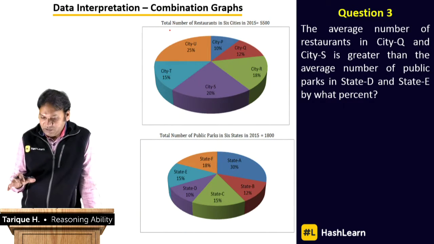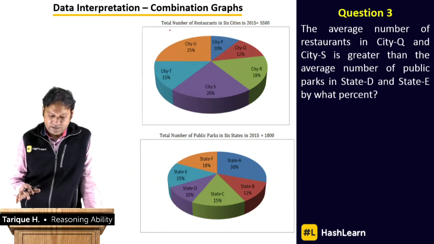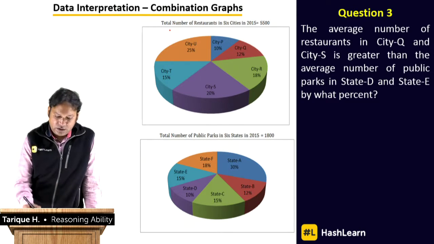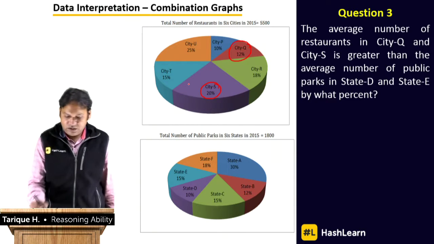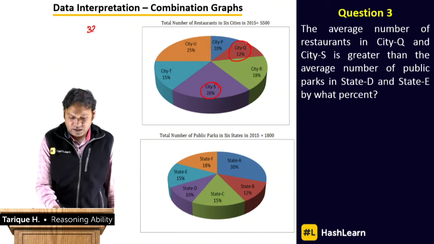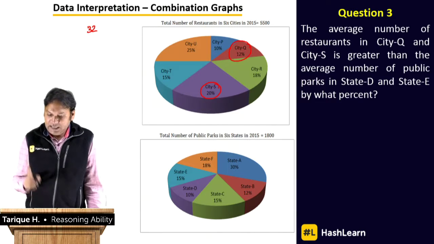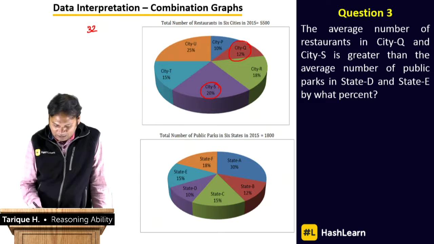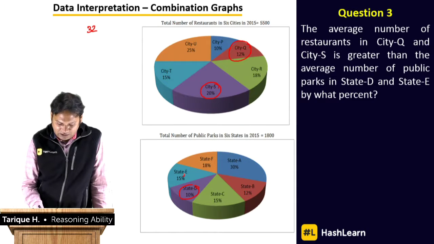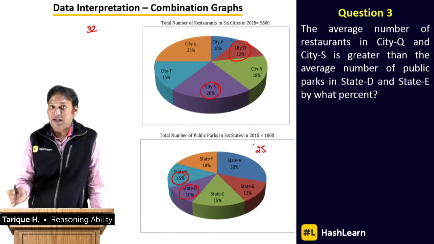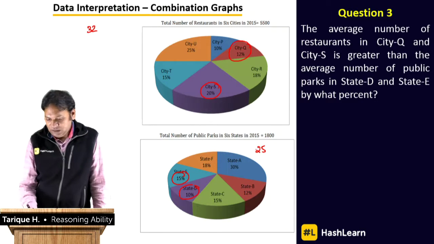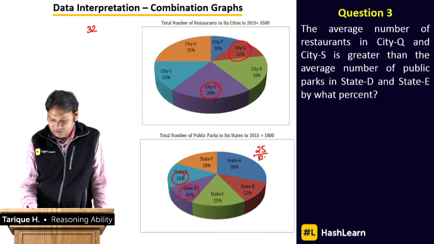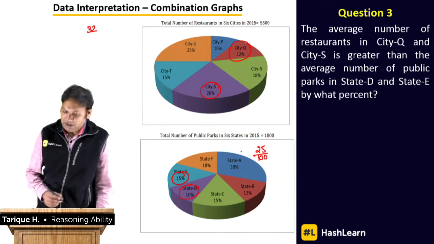The average number of restaurants in Q and S. Restaurants in Q 12% and S 20%, that is 20 plus 12, 32%, is greater than the average number of public parks in D and E by what percent? So D is 10 and E is 15, that is 25%. Now since we have to find out greater than, we have to work with the actual data. It's better to find out the average number of public parks.